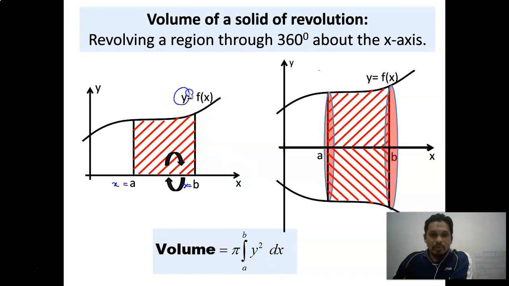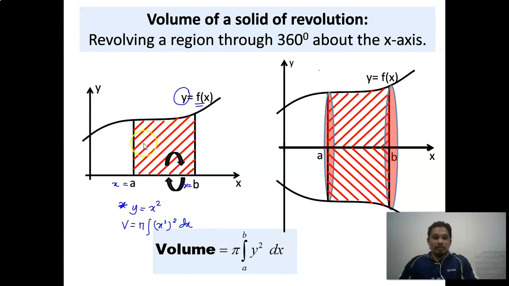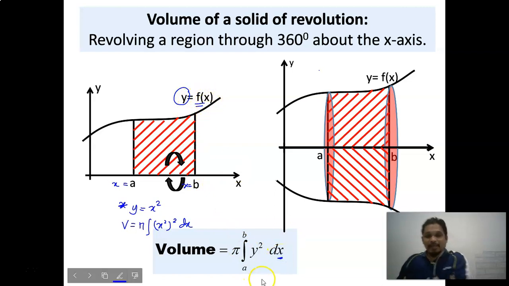So y equals f(x) here. Just imagine that if y equals x squared, for example, then the volume equals pi integral of x squared squared dx. This is not x squared according to this picture, but just imagine it to help you understand that y here is the function f with variable x, with respect to x here.